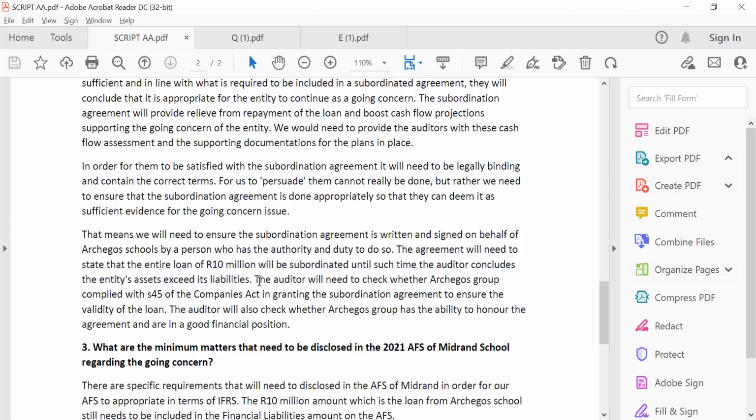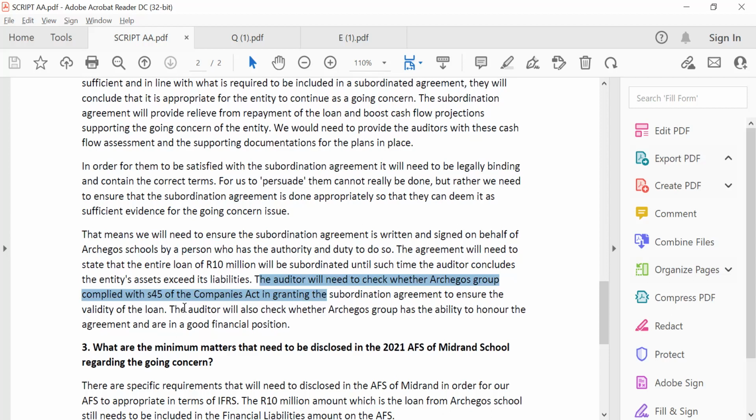Then it goes on to further say that the auditors will need to check whether the Articles Group complied with Section 45 of the Companies Act in granting this financial assistance. So the candidate also knows that in order for the subordination agreement to be valid, the person subordinating the loan needs to comply with Section 45 of the Companies Act, which is the fact that they're providing financial assistance. So that becomes very key, because if the Articles Group did not consider Section 45 Companies Act, then the subordination agreement is not valid.